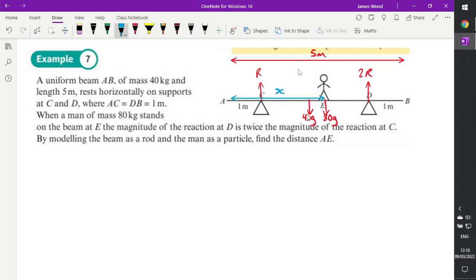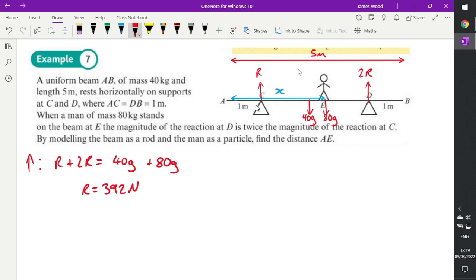Okay. Now, it makes sense for the man to be on the right of the centre of mass because this reaction force here is bigger than this one. So he must be closer to this end than he is to this end. Okay, so in terms of the diagram, that makes sense to draw it like that. So let's try and see what we can work out. Let's resolve vertically first of all. So I've got R plus 2R equals 40G plus 80G, just looking at the vertical forces. So I could set 3R equals 120G, and that would give me R equals 392 newtons. Okay, so I've actually worked out what R is already.